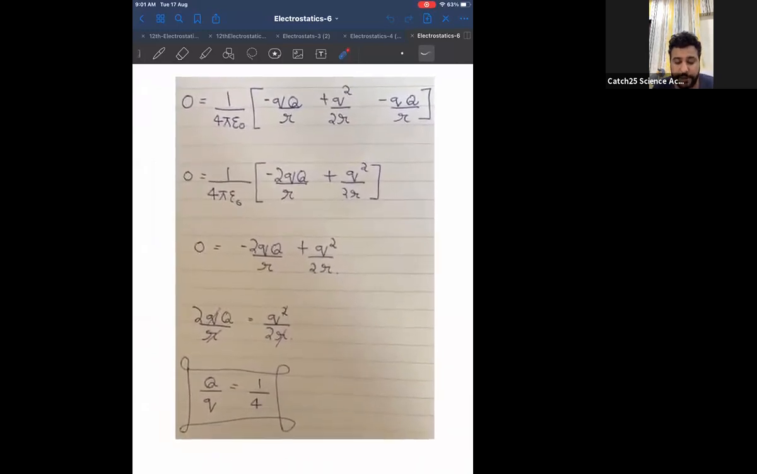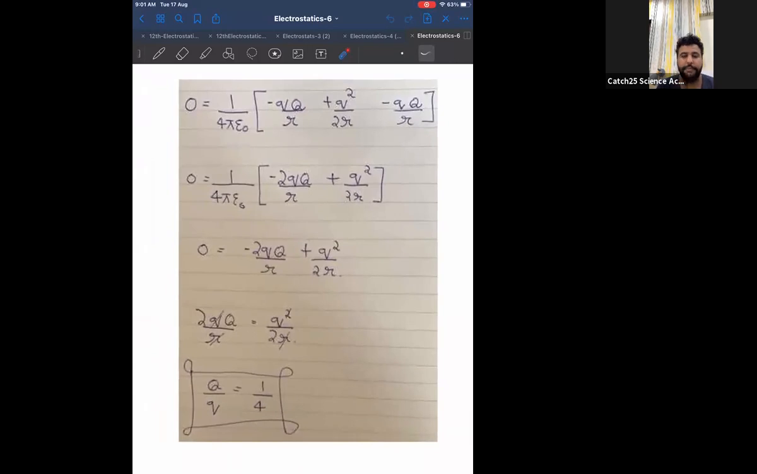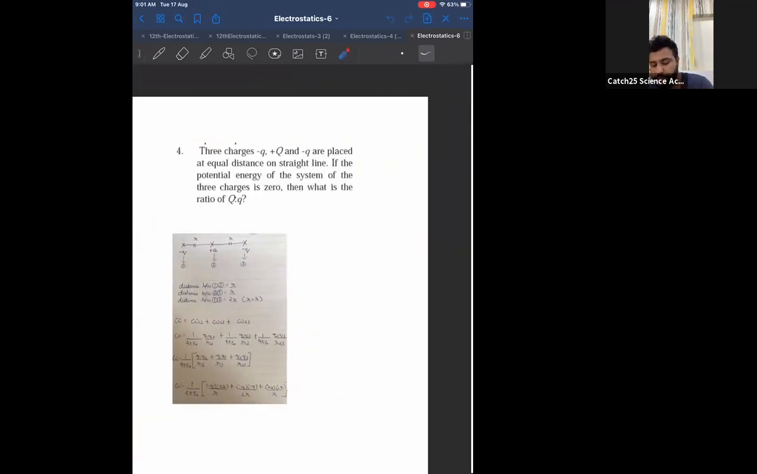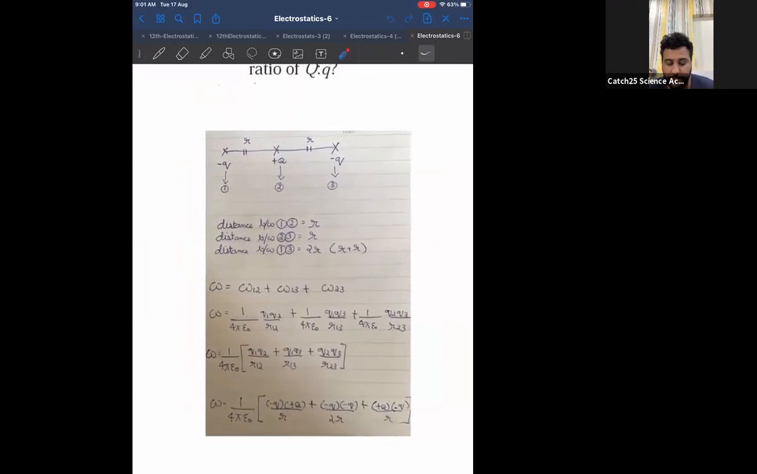Tell me if you can understand this. It is done step by step anyway on the screen. See here, once this and this will be same, correct? Because minus q, q into r minus q, q into r is minus 2q into q by r. This will be as it is. This will go on the other side. Yes, I just showed you. I'm going back to the next slide. Okay, let me know once you're done.